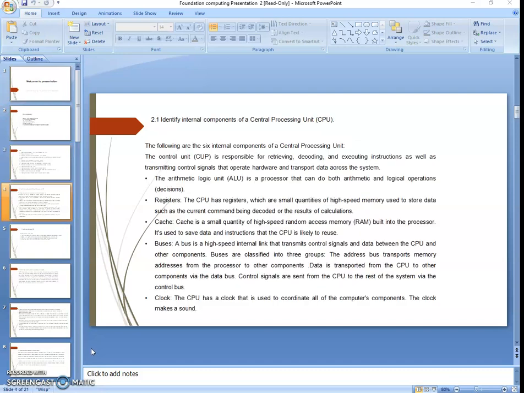Here is my topic. 2.1 Identify internal components of a central processing unit, CPU. The following are the 6 internal components of a central processing unit. The control unit CPU is responsible for retrieval, decoding and executing instructions.